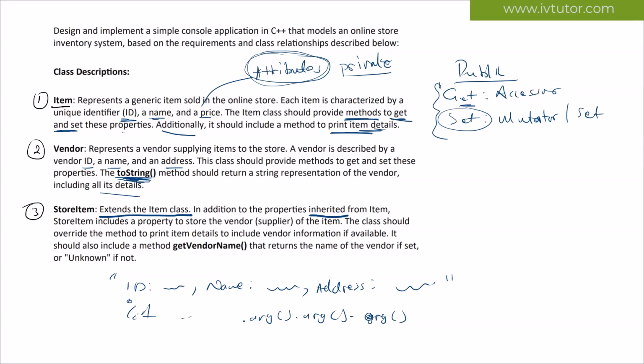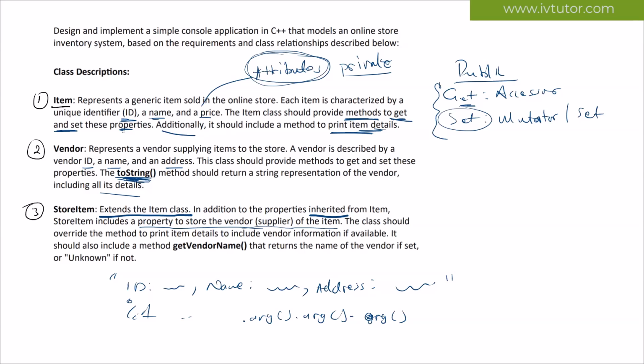Store item includes a property to store the vendor, that's the supplier, of the item. Okay, so that's an attribute. So here they are using the word property to just define or mention what attributes are in your class or data members of your class. These are the things that they are calling your properties. These are just data members, all that stuff that goes under private. So here they are saying it includes another member variable called vendor, which stores the supplier of the item.